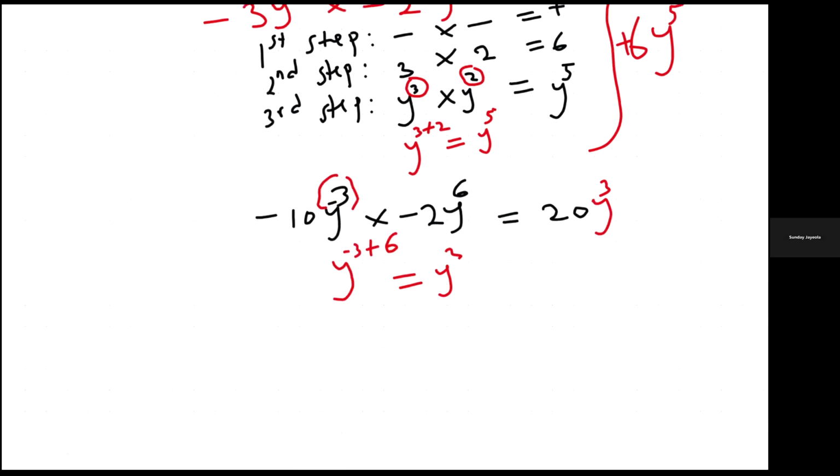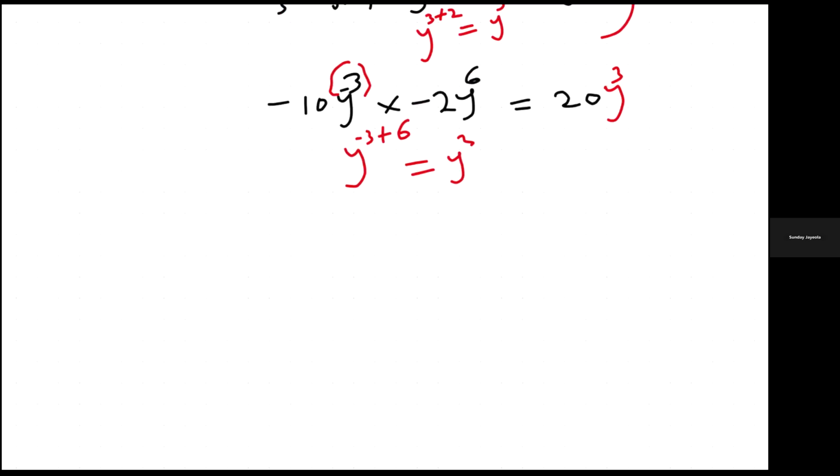Multiplication, this will be 15y raised to power negative 3 multiplied by 3y raised to power negative 2. So what do we do? Like I told us, what is the sign first? What is the sign here? Positive. What is the sign here? Positive. Then the numbers: what is 15 times 3? That is 45.